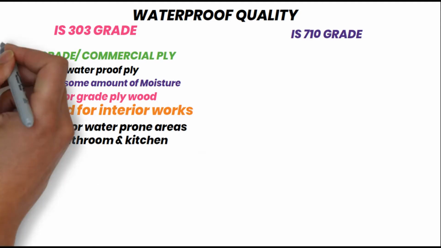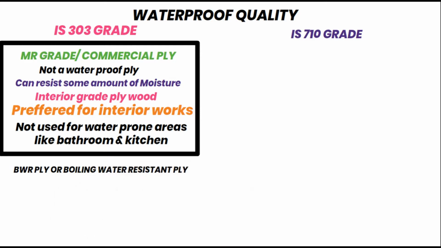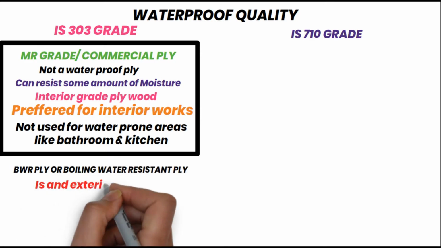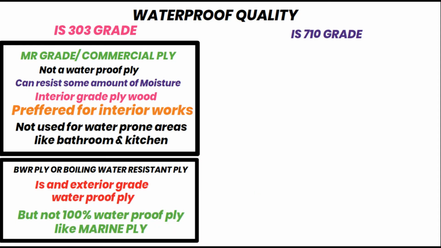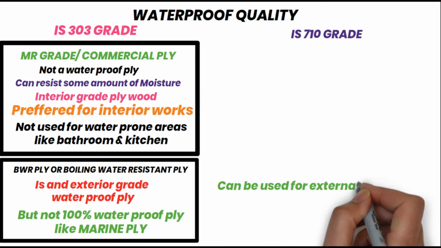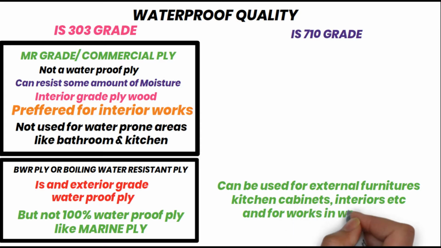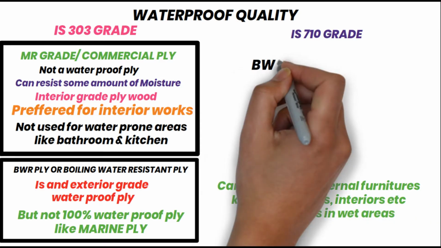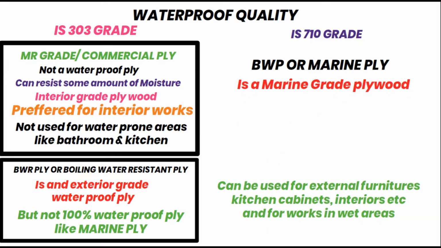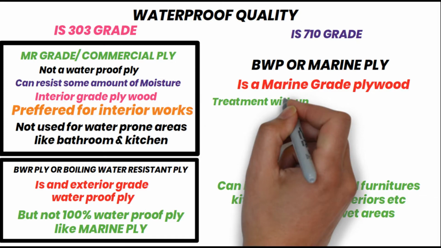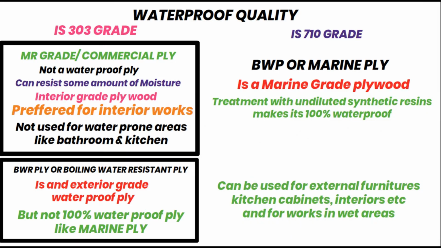The next one is BWR ply or boiling water resistant ply. It is an exterior grade ply and it is a waterproof ply, but it is not 100% waterproof like marine ply. They can be used for external furniture, kitchen cabinets, interiors, etc., and for works in wet areas. Next we'll discuss IS 710 grade, that is BWP grade or marine plywood. It's a marine grade plywood and it is treated with undiluted synthetic resin, and that makes it 100% waterproof.